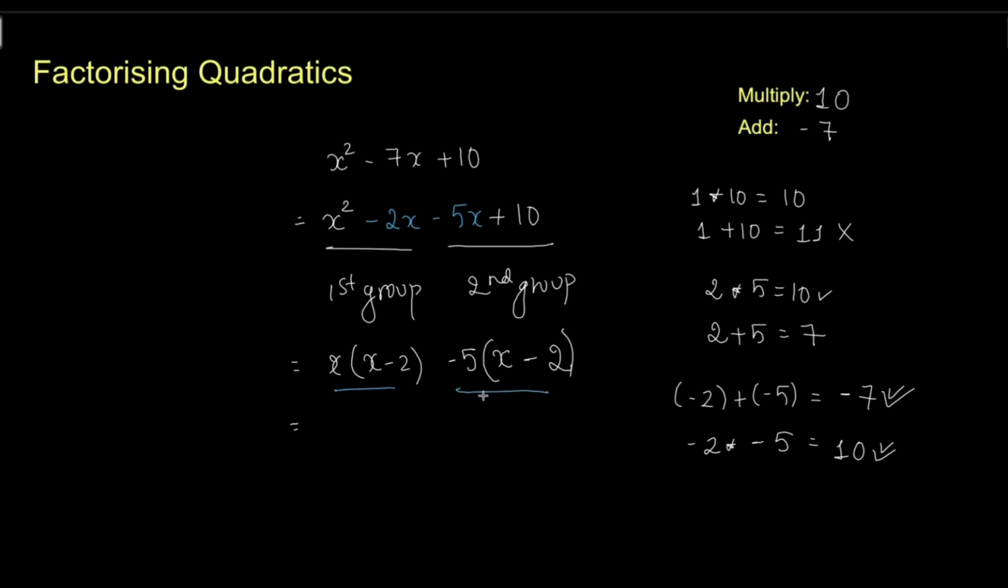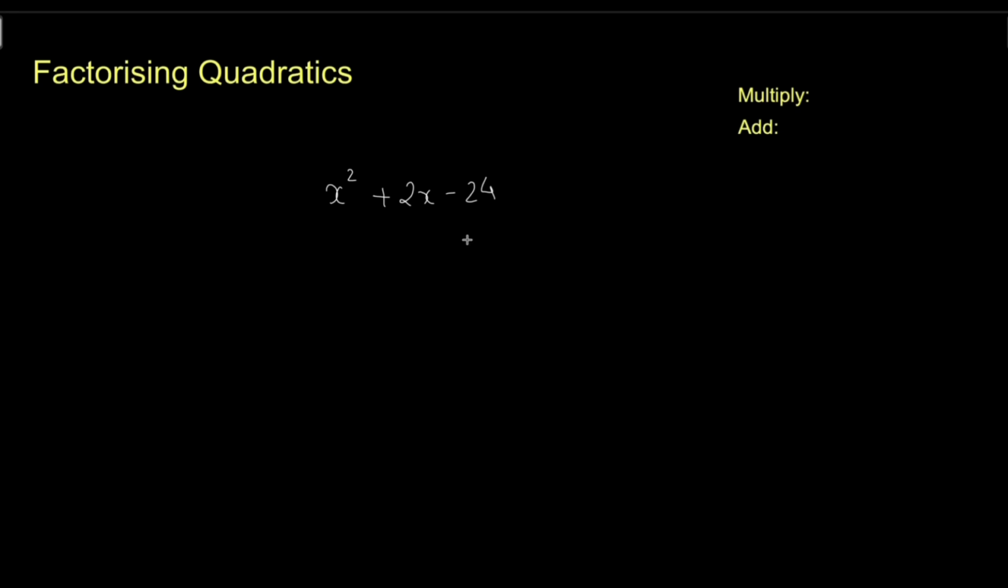In these two terms, we find x minus 2 common. So write x minus 2 here. Now what is left from this part here? Only x. And what is left from this expression here? Minus 5. So our answer is (x minus 2)(x minus 5).